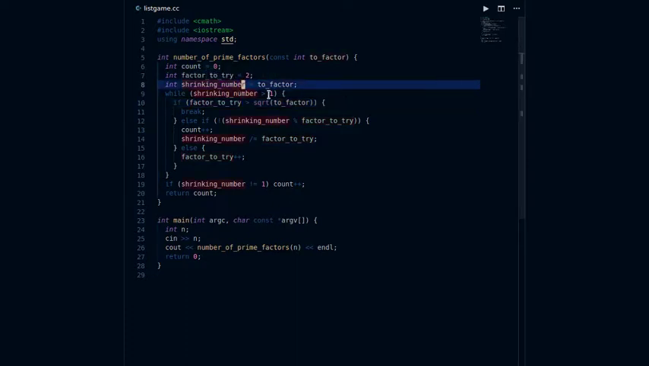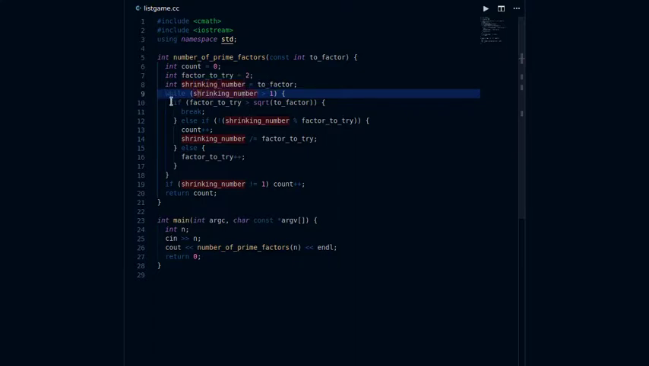So I needed to make sure that whenever I divide the shrinking number by a prime factor, in order to get to its prime factorization, I didn't want to affect the to-factor number. That's why I chose to create the shrinking number here and set it equal to my to-factor number. Then, while the shrinking number is greater than 1, so that effectively means, whenever I found all the prime factors of the to-factor number, then the shrinking number will be 1, and so I need to break out of this and return the count down here. But as long as it's greater than 1, I need to keep looking for another factor.